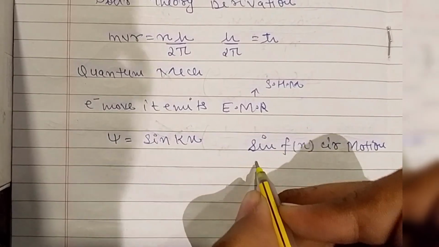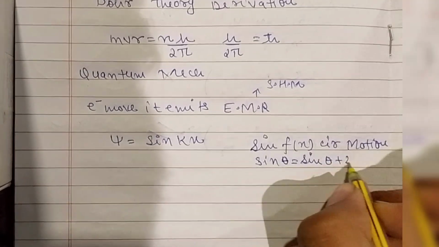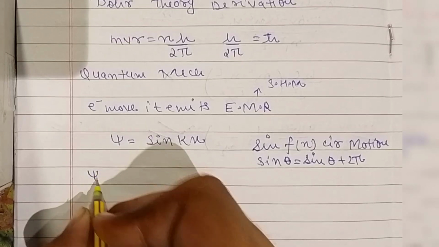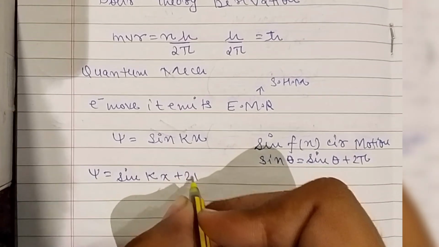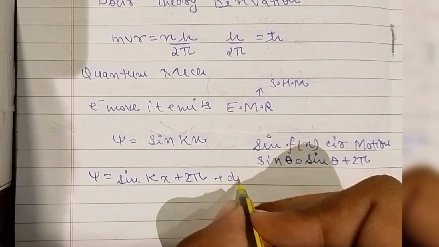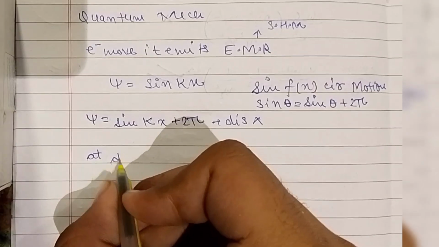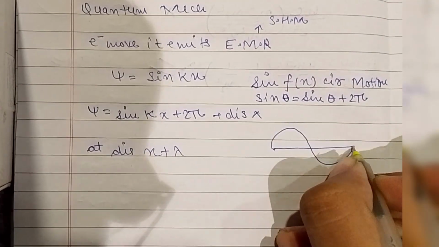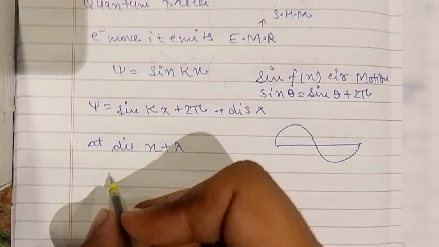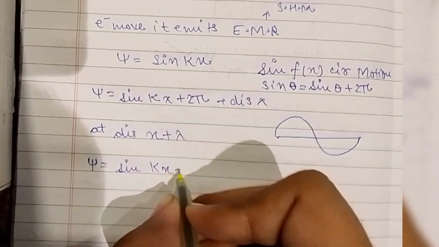So sin theta is equal to sin theta plus 2 pi. So we write that psi should be equal to sin(kx + 2 pi). It is at distance x. So what we know is that at distance x plus lambda, as the electron has completed a distance equal to the wavelength, psi should be equal to sin k(x + lambda).